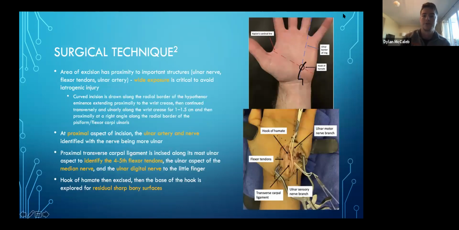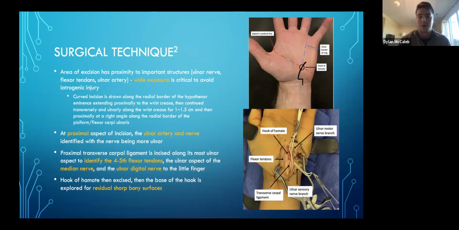Just a quick overview of some surgical techniques. First, identify the hook of hamate using Kaplan's cardinal line and the ulnar side of the 4th digit. Once you identify that, it's a zigzag incision. They emphasized creating a wide exposure, as there are several different vital structures within the area to identify prior to excision of the hook of hamate.